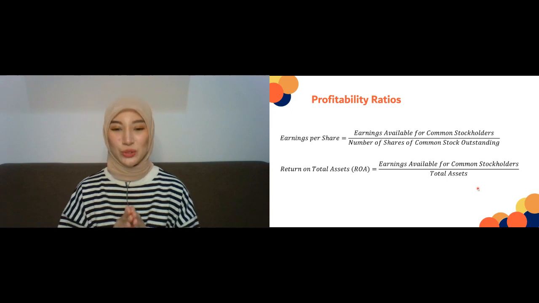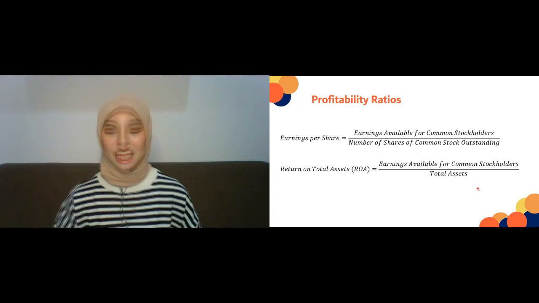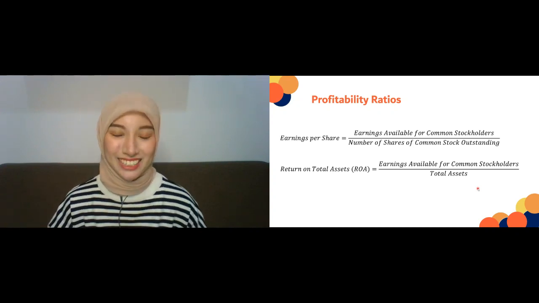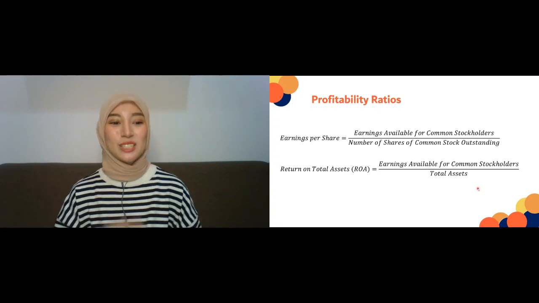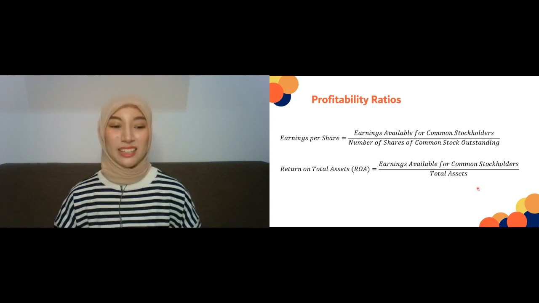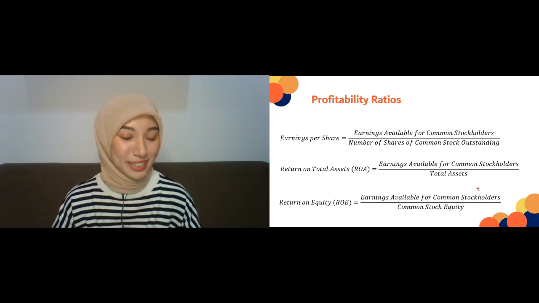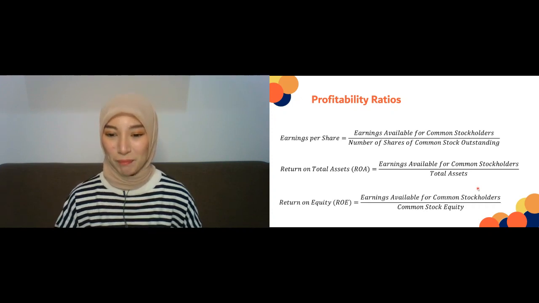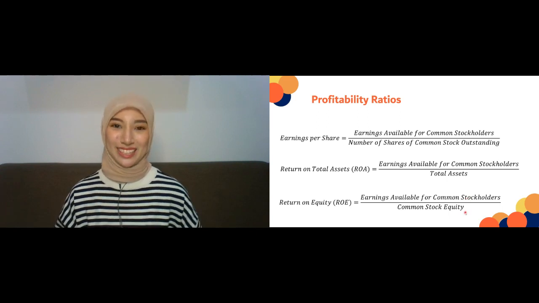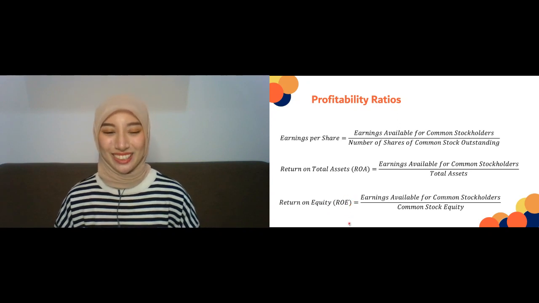Next, here we have ROA, or return on total assets, also called return on total investment. It shows you how much earnings you have as a return from the assets. It also measures overall management effectiveness, how much they can generate return by using their assets. So from the perspective of stockholders or management, the higher ROA is more preferred. And the last one here we have ROE, or return on equity, which is the earnings available for common stockholders divided by common stock equity. Still, from the perspective of the owner, they want a high ratio here.